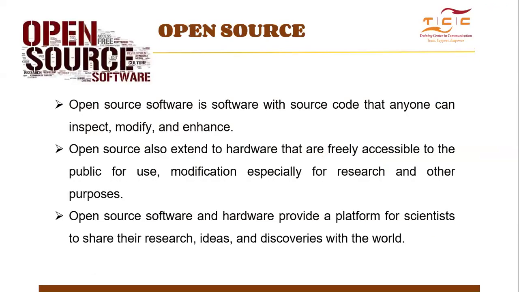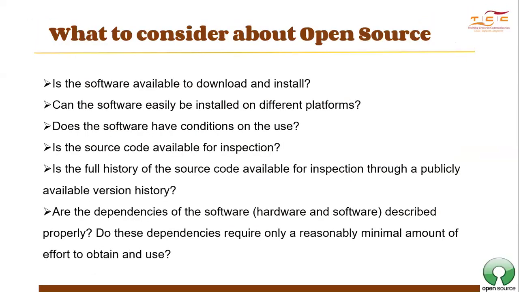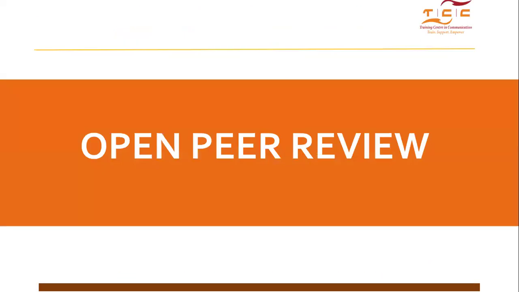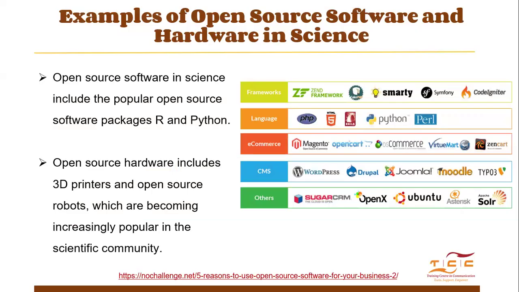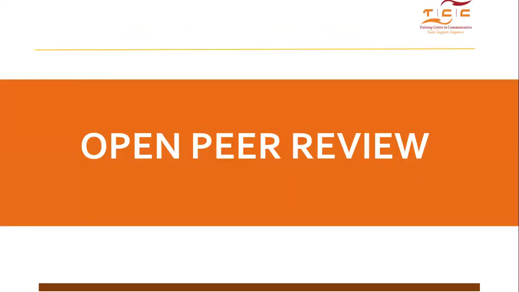The other one is open source, where I've talked about software and hardware. Then there are examples here of open software and hardware. Some of them, I think you can see, there is Python, there's Ubuntu, there's OpenX. All these are open access software. So these are what we call open sources. In science, open sources are part of open science.